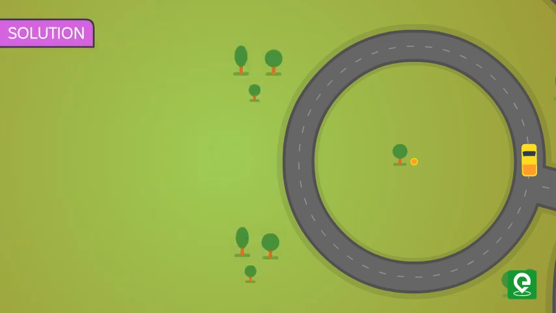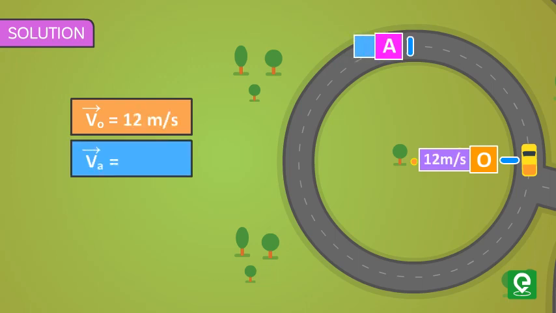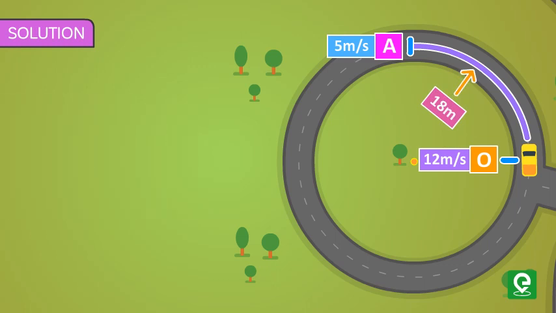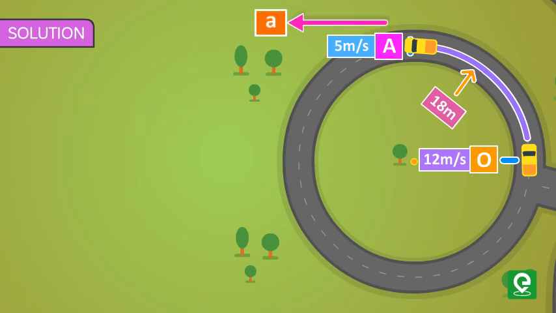Solution: in the question, we are given a particle which moves along a curve and it has a velocity at point O equal to 12 meters per second and velocity at point A equal to 5 meters per second. The distance between point O and point A is equal to 18 meters when measured along the curve. Therefore, we can write the position of the particle at O, that is xO, equal to 0 meter and position of point A, that is xA, equal to 18 meters. And the total acceleration of the particle is given as 10 meters per second square.